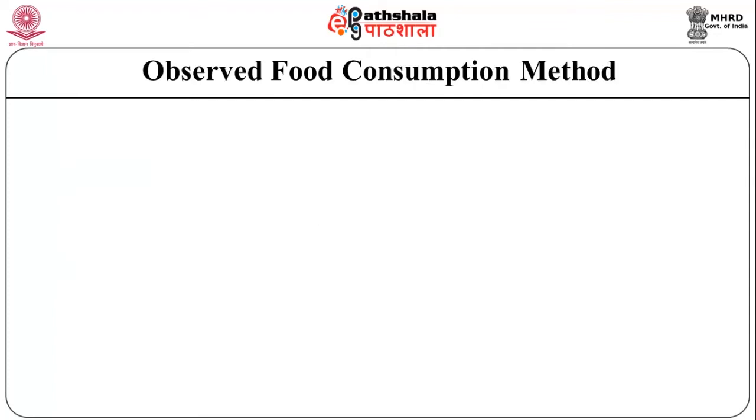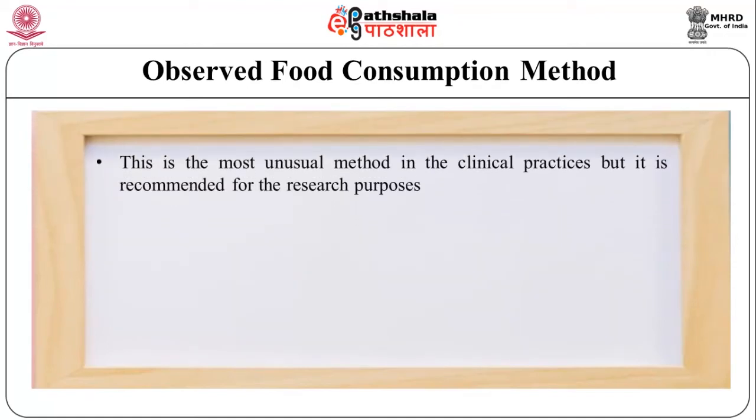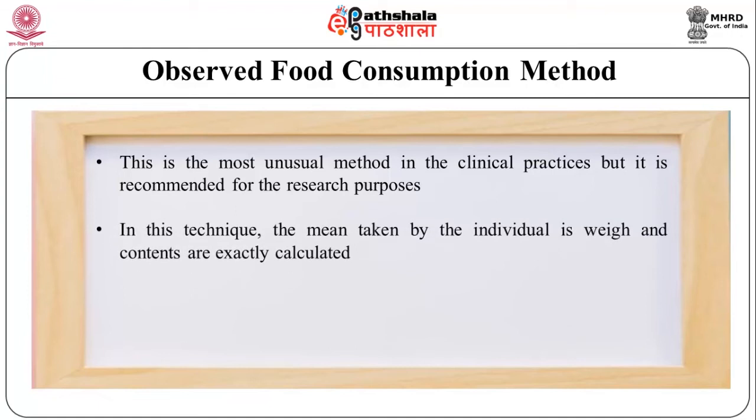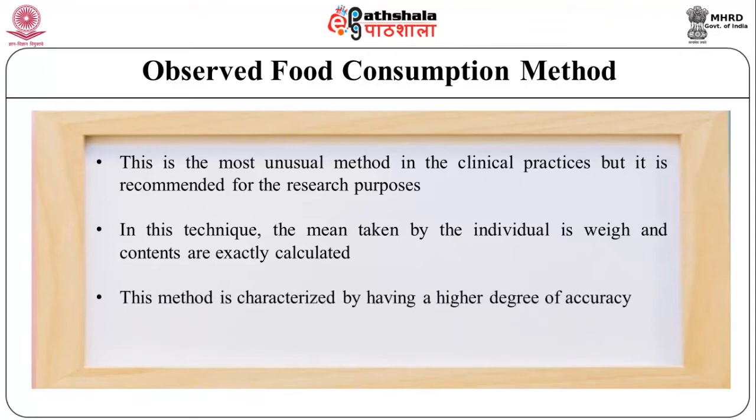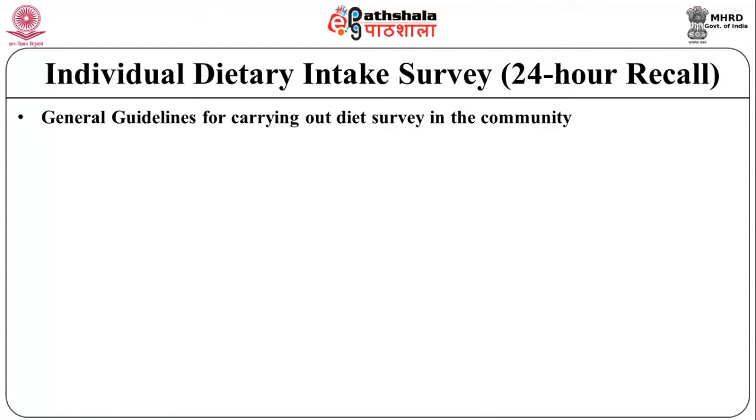Now let's see what the observed food consumption method is. This is the most unusual method in clinical practice, but it is recommended for research purposes. In this technique, the meal taken by the individual is weighed and contents are exactly calculated. This method is characterized by a high degree of accuracy, but it is an expensive and a time and effort taking process. Now let's see the general guidelines for carrying out the diet survey in the community.